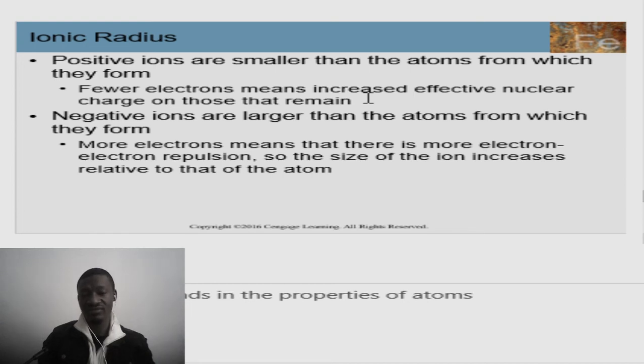So notice that when you have fewer electrons, it means that the protons will be much more powerful than the electrons roaming around. Hence, there's a sense of control, the effective control, because of the effective nuclear charge generated by the nucleus. Negative ions are larger than the atoms from which they are formed. More electrons means that there is more electron repulsion, so the size of the ion increases relative to that of the atom.